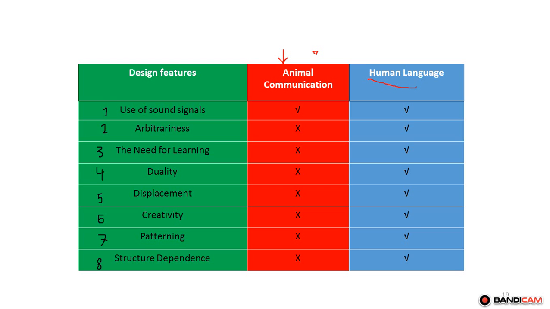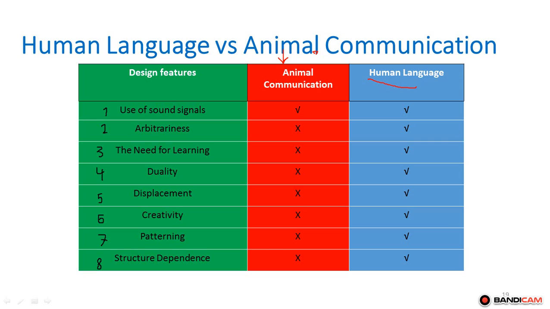Let us move to these. These are the distinctions between animal language, or the differences, or a table that summarizes the whole 8 design features of Charles Hockett in both animal communication systems and human language.